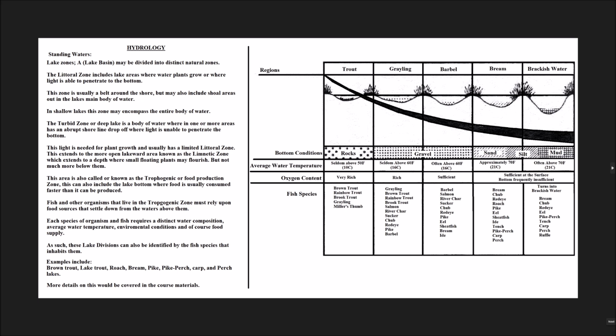More details on this would be covered in the course materials if you take the class. We'll end this here and then move into ichthyology.